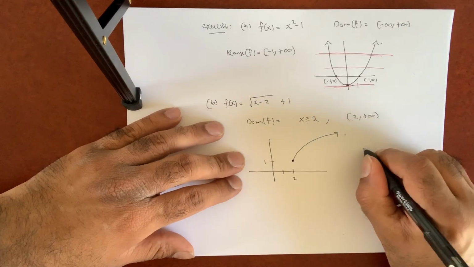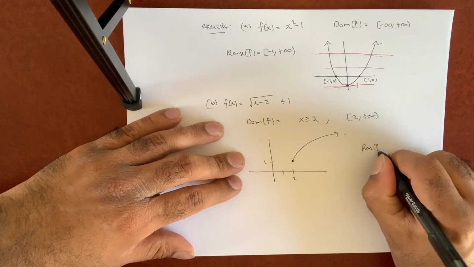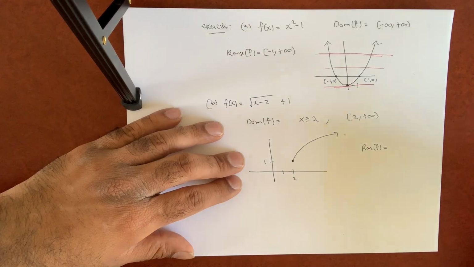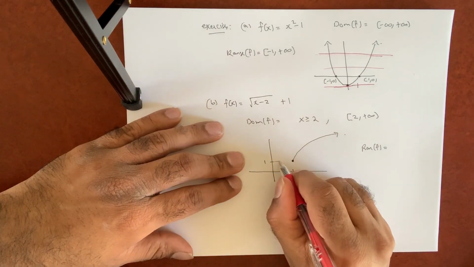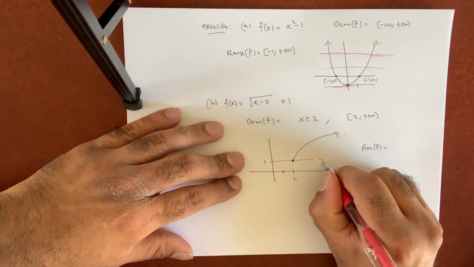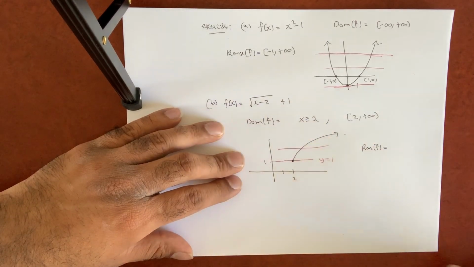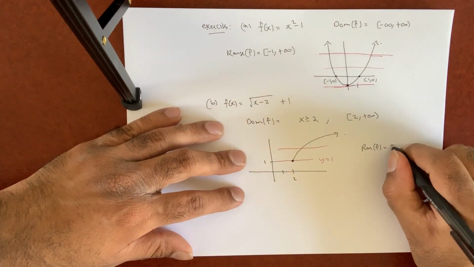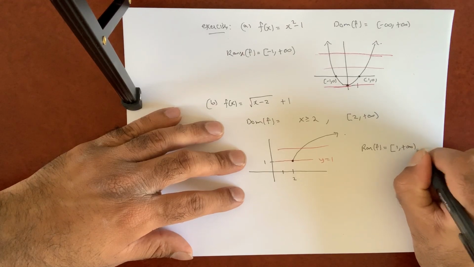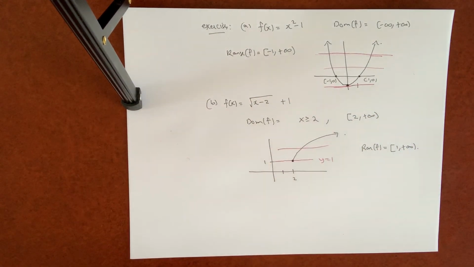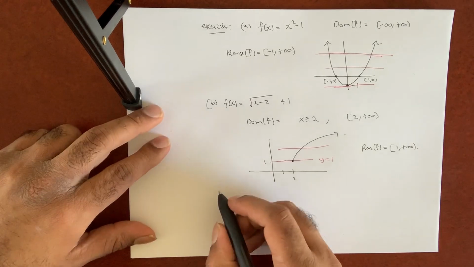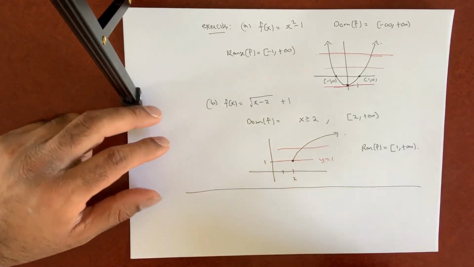And here, the range, well, any line that's at least over here, which is the line y equals 1, any line above that should do. So here your range is positive 1 to infinity. Okay, so that's the exercises from the end of the last video.